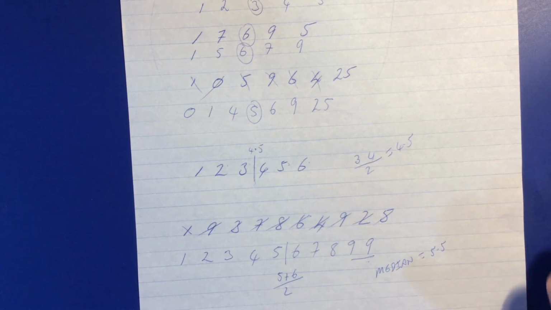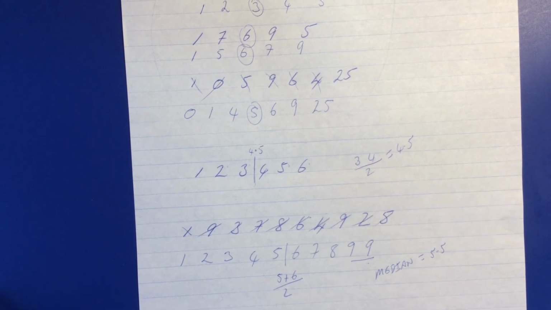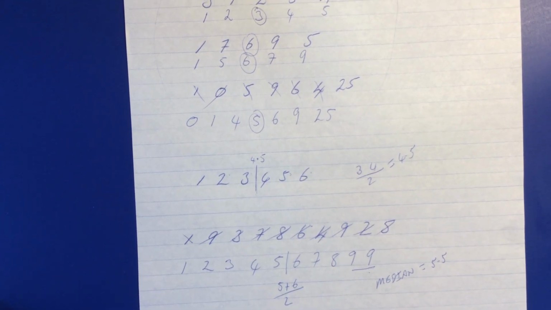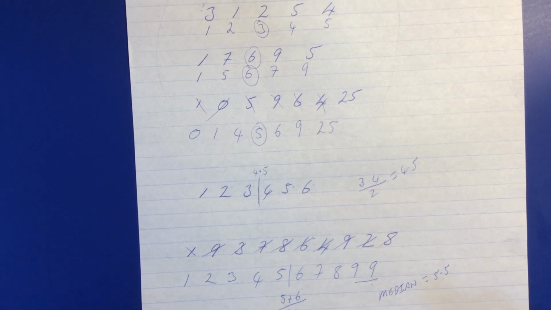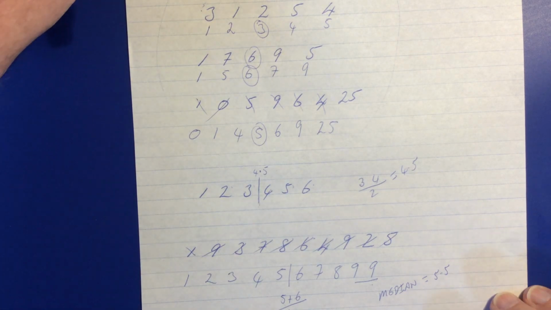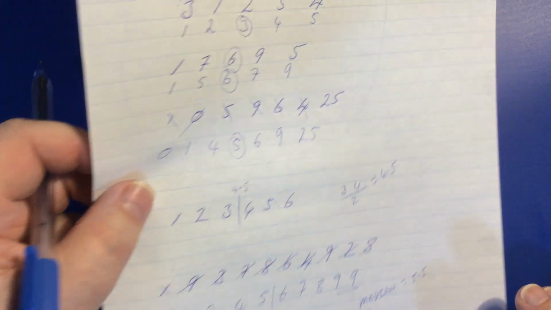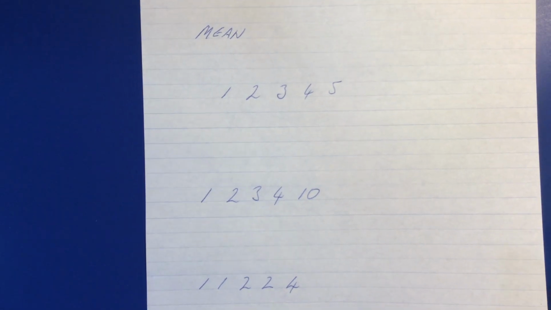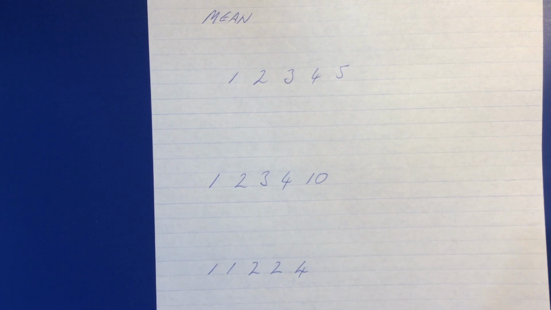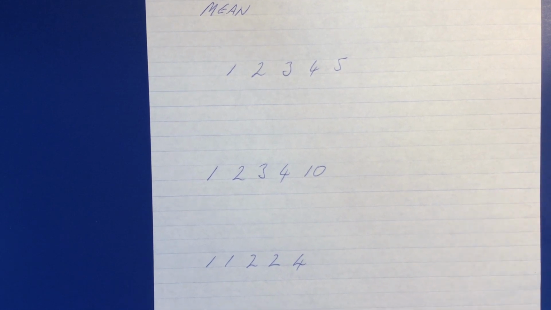Okay, so that's the crash course in medians. And the key thing to remember is that it's the middle value or the mean or average of the two middle values of a set of numbers. Now we come to the mean, or what some people refer to as the average. Okay, so let's get to work on this.